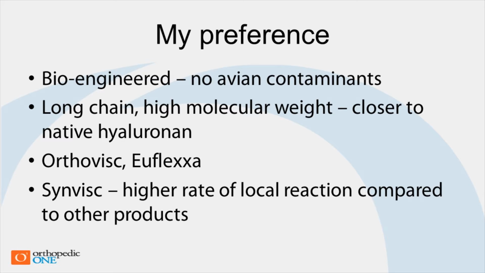What I use, there are 6 products available, I think. I use the ones that are bioengineered, not the ones made from roosters, and that to me says there's going to be no contaminants from another species, even if those are minuscule in amount. And I'll also use the type that have the longer chained, higher molecular weight, which are closer to the native hyaluronan. Those 2 products that meet those criteria for me are Orthovisc and Euflexa. And I don't know if I'm supposed to have apologized for using a commercial reference here, but that's my apology. The Synvisc, which has the biggest market share, and all of you have heard of, does have a higher rate of local reaction. About 3 to 4% of patients will have a pretty severe reaction after that. I don't want that, so I avoid Synvisc.